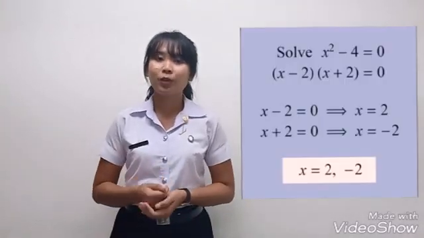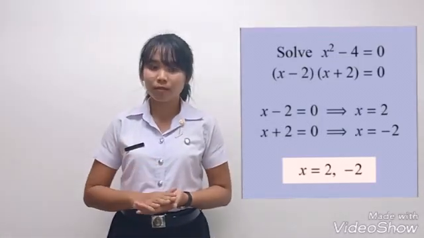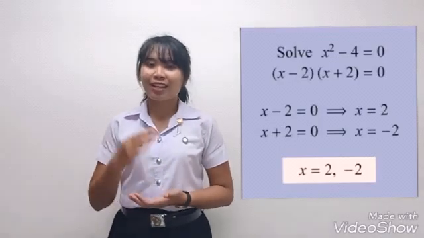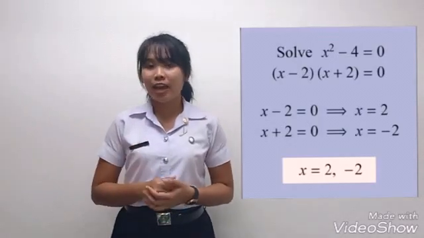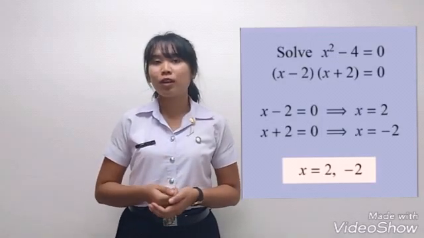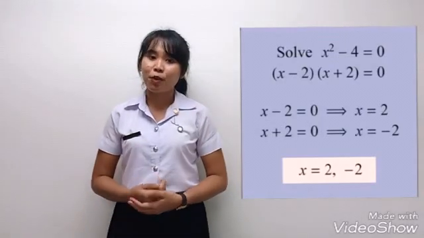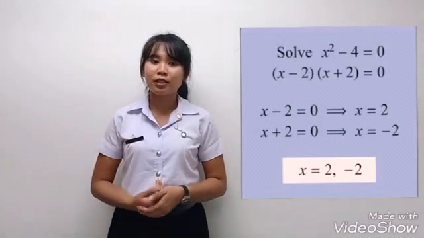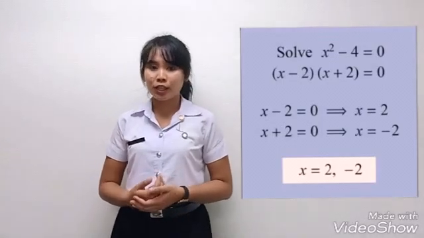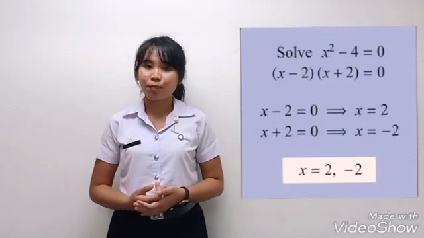If x minus 2 equal to 0, then x equal to 2, and if x plus 2 equal to 0, then x equal to minus 2. So this equation has two solutions, 2 and minus 2. This seems straightforward, but to solve this equation, we use a big assumption that if the product of two terms is 0, then one of the terms must be 0.